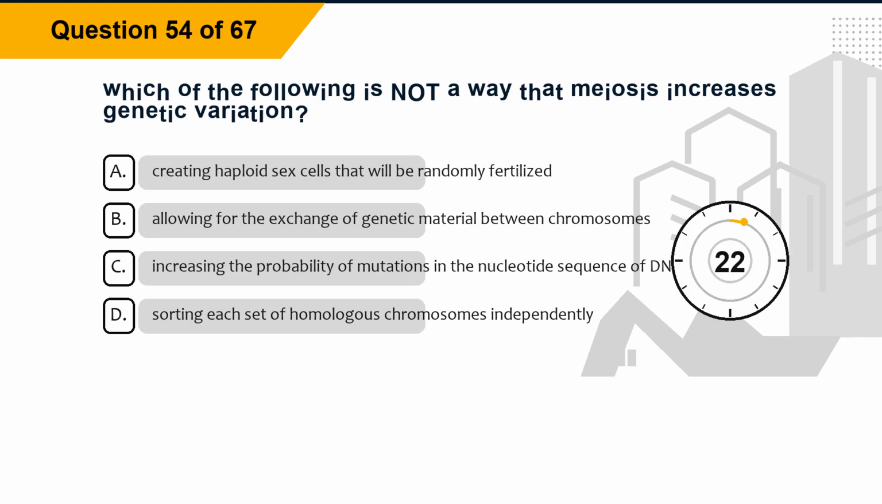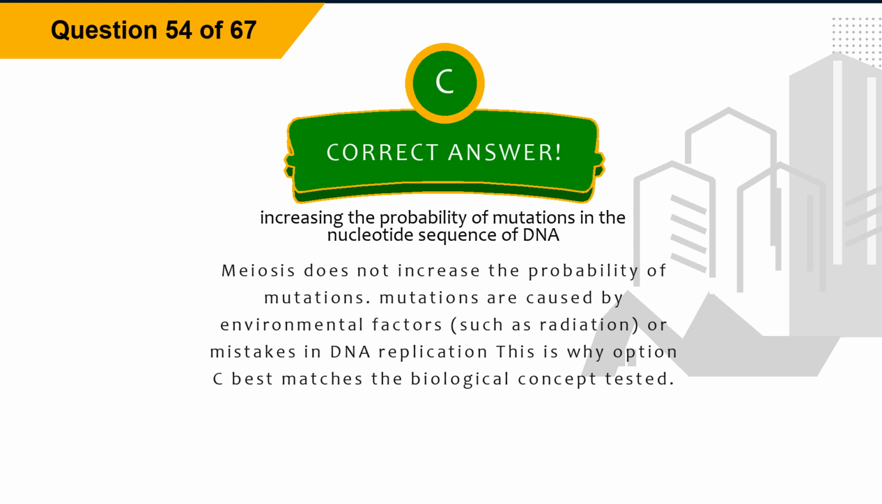Question 54. Which of the following is not a way that meiosis increases genetic variation? Option A, creating haploid sex cells that will be randomly fertilized. Option B, allowing for the exchange of genetic material between chromosomes. Option C, increasing the probability of mutations in the nucleotide sequence of DNA. Option D, sorting each set of homologous chromosomes independently. The correct answer is option C. Explanation. Meiosis does not increase the probability of mutations. Mutations are caused by environmental factors, such as radiation, or mistakes in DNA replication. This is why option C best matches the biological concept tested.